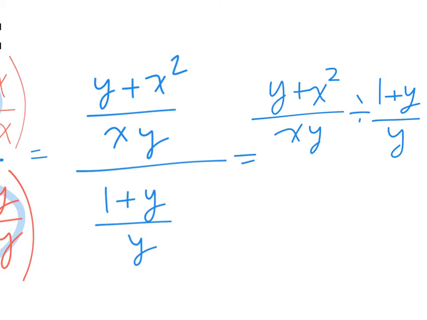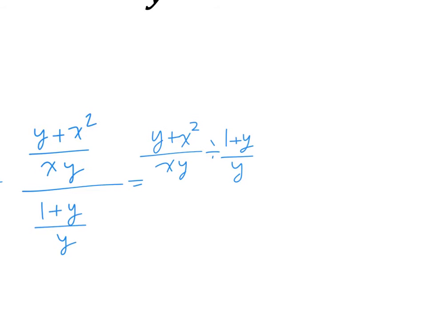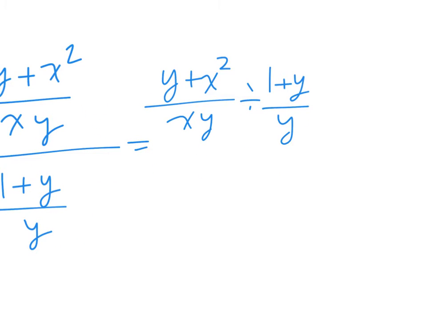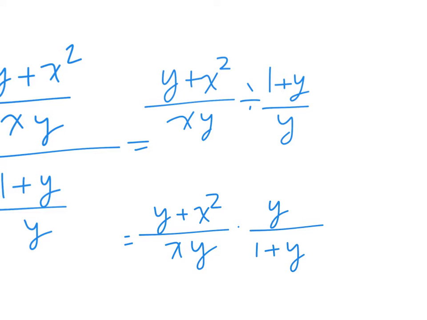Or, by this time, you're going to multiply by the reciprocal. You can go straight there. If you don't think you're going to make mistakes there, do that. All right. Equals y plus x squared over xy times y over 1 plus y.